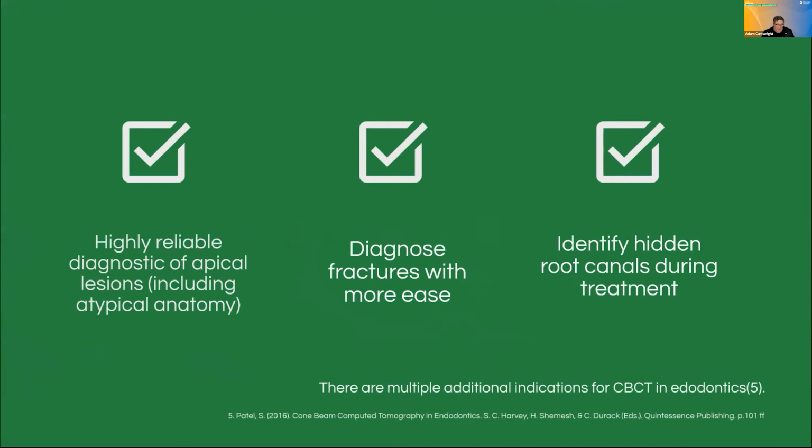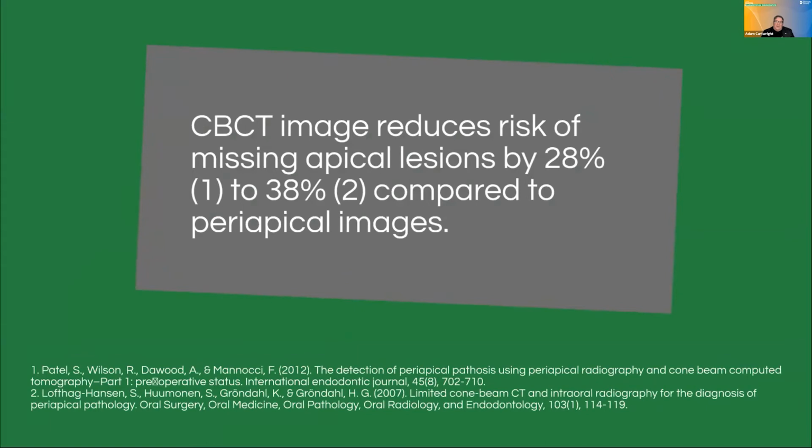So if we look at that in more detail, the 3 key things which come from these clinical studies are, first, a highly reliable diagnosis of apical lesions, including atypical anatomy. And if we look at what the survey actually had to say, then it tells us that CBCT imaging reduces the risk of missing apical lesions by between 28 and 38% compared to using just periapical images alone. That's a massive, massive improvement there.